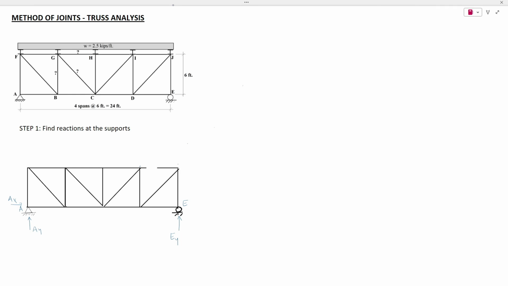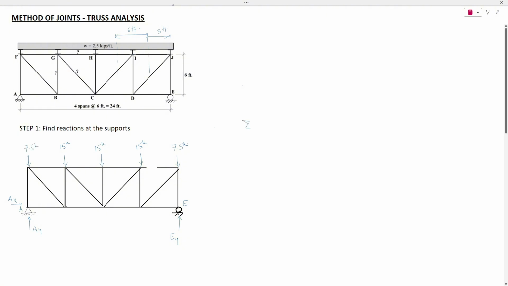From the UDL, or uniformly distributed load on top, we are going to have an externally applied point load at each joint. We can find these loads by using the tributary method. We have a tributary width of 6 feet for each point, so it's going to be 2.5 times 6, which is 15 kips at each joint. For the exterior points, the tributary width is half of 6, that's 3 feet, so the loads will be 7.5 kips.